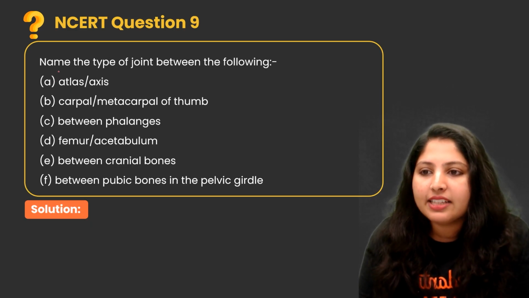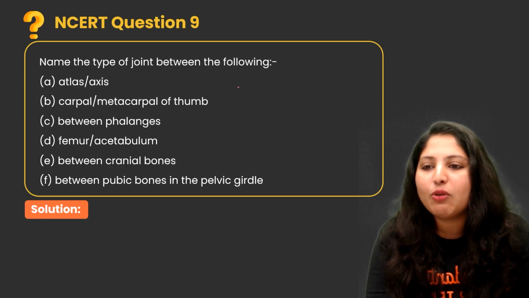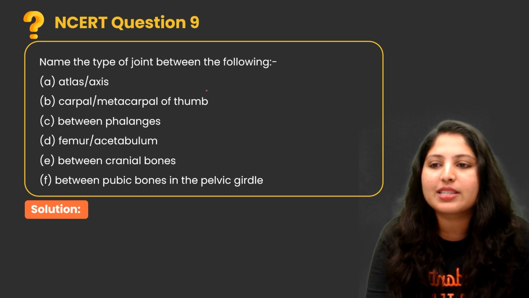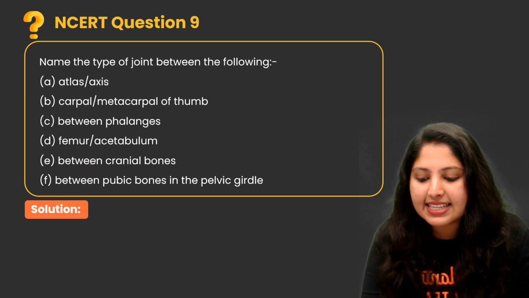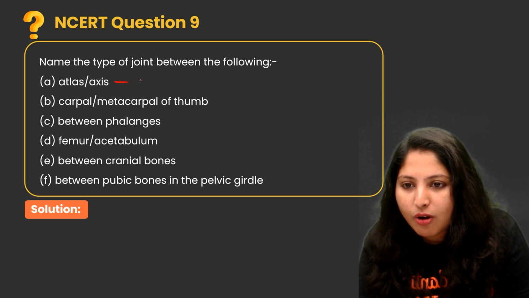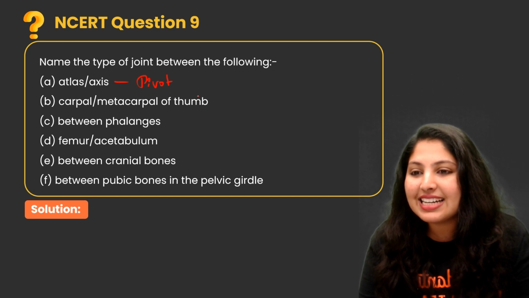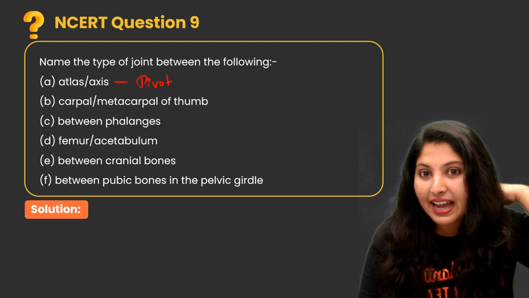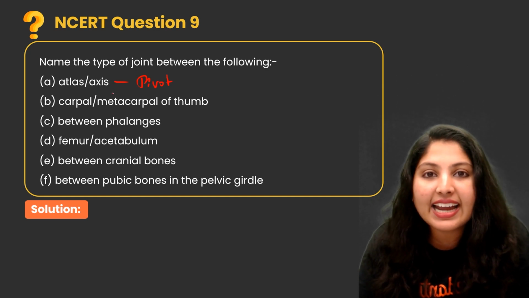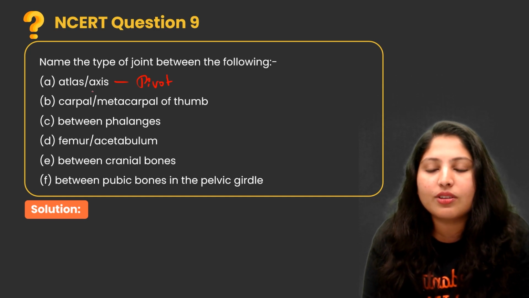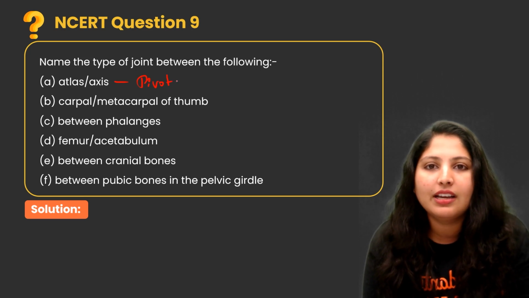Okay, question number 9. Name the type of joint between the following. Let's see, what is the joint between atlas and axis? Between atlas and axis, we can find a pivot joint. This atlas and axis is present behind our neck, on the dorsal side of our neck. These two bones are joined by means of a pivot joint.